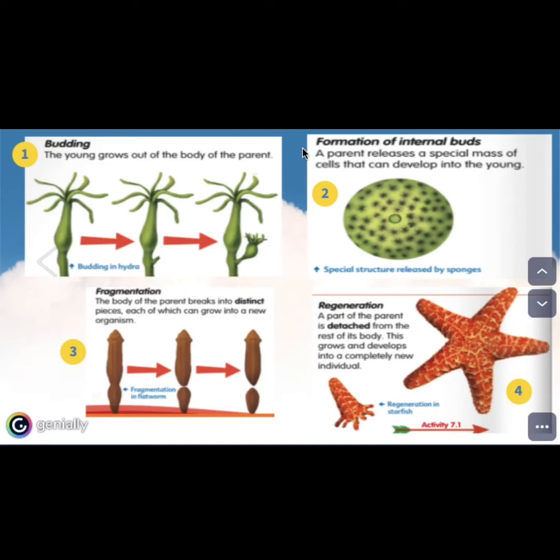Number 2, formation of internal buds. A parent releases a special mass of cells that can develop into the young. This is also common in sponges. Number 3, fragmentation. The body of the parent breaks into distinct pieces, each of which can grow into a new organism. This is happening in the flatworms. And number 4, regeneration. A part of the parent is detached from the rest of its body. This grows and develops into a completely new individual.